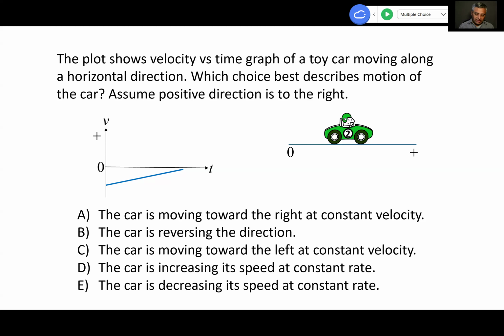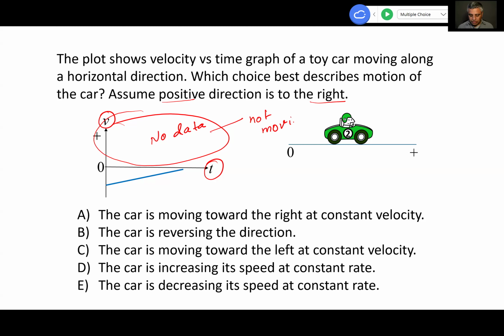So here, this is a velocity versus time graph. Right, positive, so this side. See, the data is not on this side. No data here, which means not moving to the right. The data is here on the negative side.